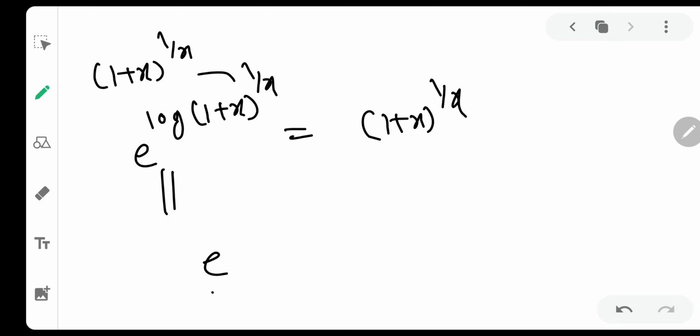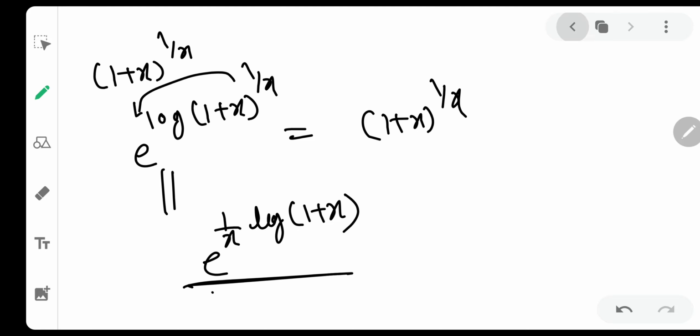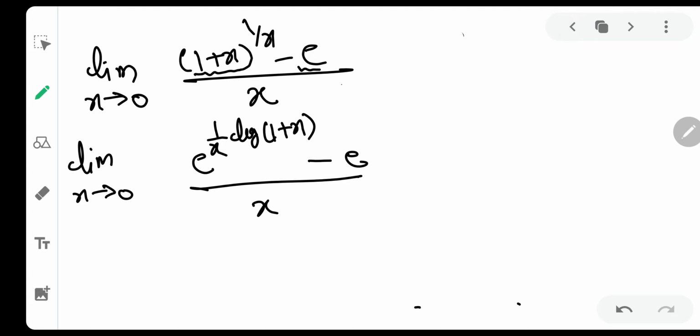Suppose you are given (1 plus x) raised to 1 by x, and I am trying to write this as e raised to log of ((1 plus x) raised to 1 by x). As we all know, e and log nullify each other. So what will remain is (1 plus x) raised to 1 by x. That is what it is. And this transforms to, taking 1 by x backwards, 1 by x log of (1 plus x). So that is the reason I have directly written (1 plus x) raised to 1 by x is equal to e raised to 1 by x log of (1 plus x).